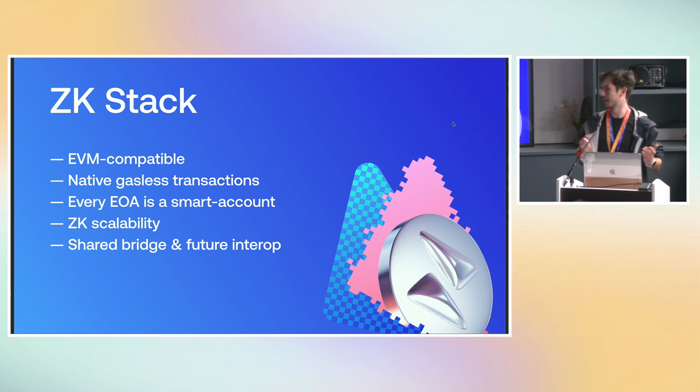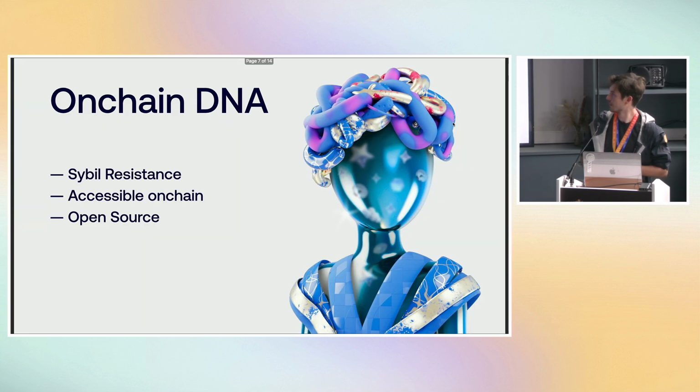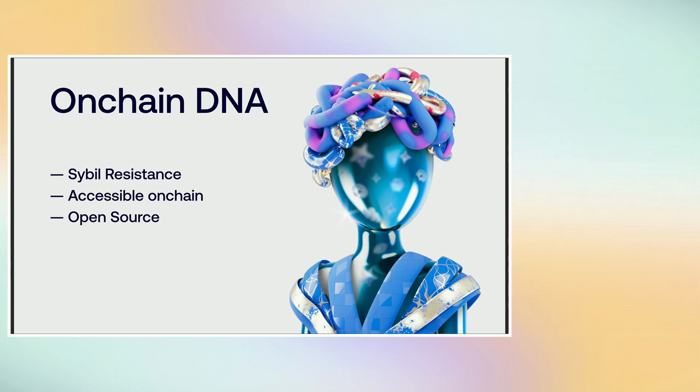And they also have native account abstraction, which means that they don't have EOAs. Every wallet is a smart contract, which opens up plenty of cool UX opportunities that we as a company are planning to leverage thanks to the possibilities of the stack. And the final thing I want to mention before we dive into more technical stuff is the on-chain DNA.